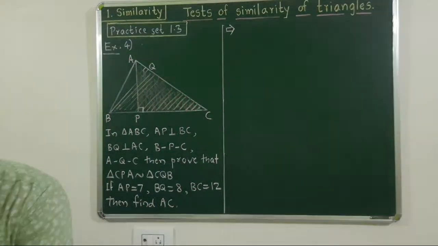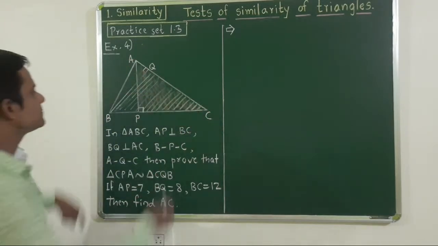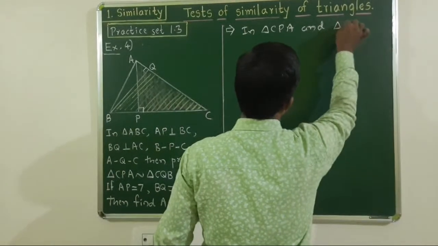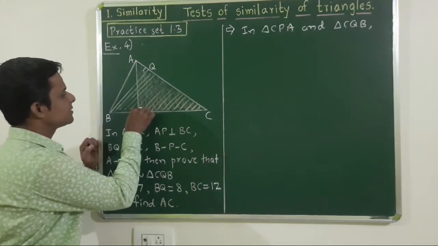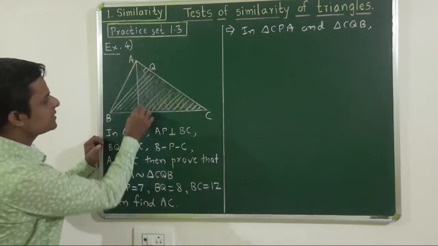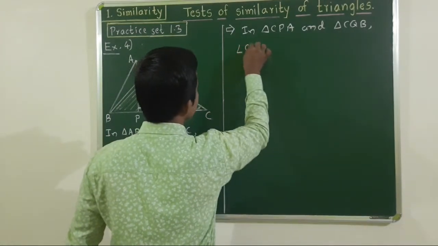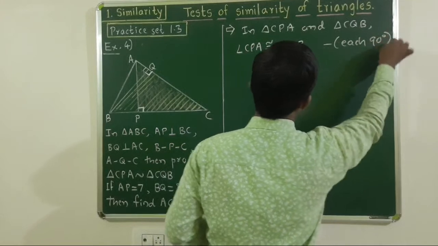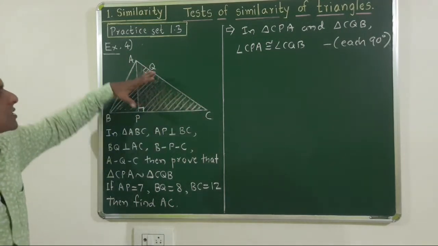Now the first step is to write the proper names of these two triangles, and these are the proper names: triangle CPA and triangle CQB. Now what are the congruent parts in these two triangles? One angle is given, that is 90 degrees. For triangle CPA, angle CPA is 90 degrees, and for triangle CQB this angle is also 90 degrees, that is, angle CQB is 90 degrees. Therefore angle CPA is congruent to angle CQB. The reason will be each 90 degrees. CPA is for this triangle and CQB is for this triangle.